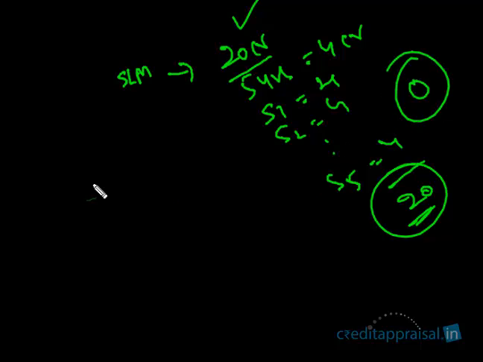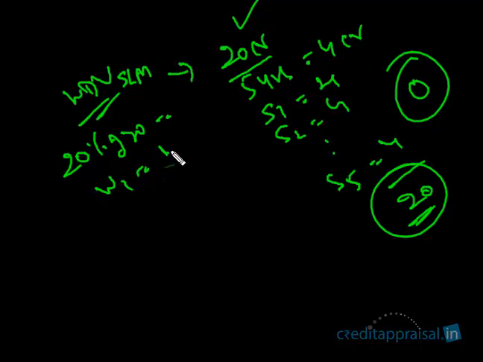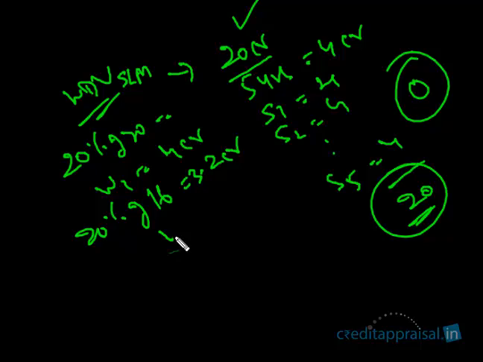What are we doing in WDV? In the first year, 20% of the cost of the machine, so W1 will be the same 4 crores. But in the next year we are calculating 20% of 16, because 4 crores is already depreciated. So the written down value is only 20 minus 4, which is 16. Of this you are calculating 20% of 16. So the depreciation in the next case will be only 3.2, not 4. So W2 is 3.2, and it goes on.